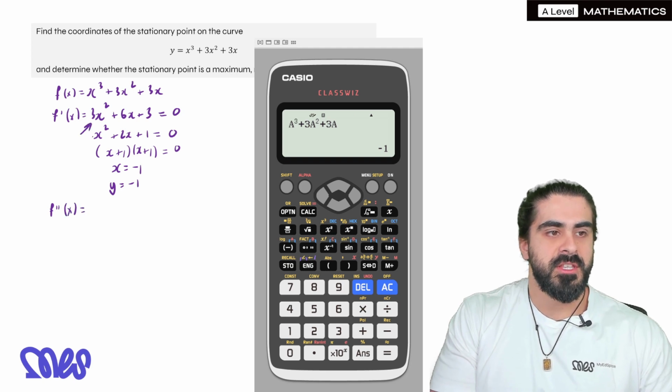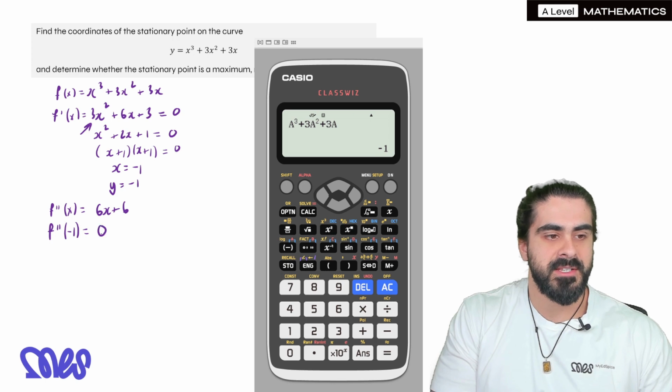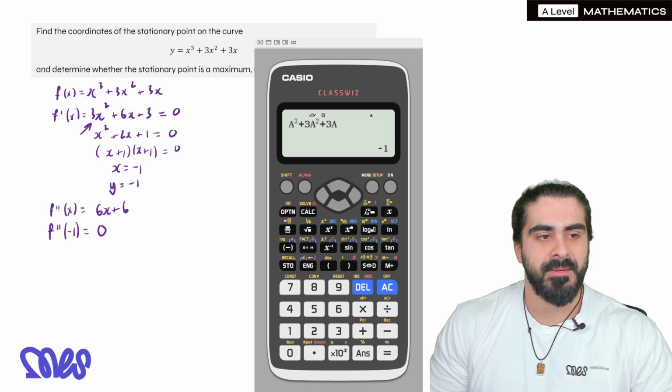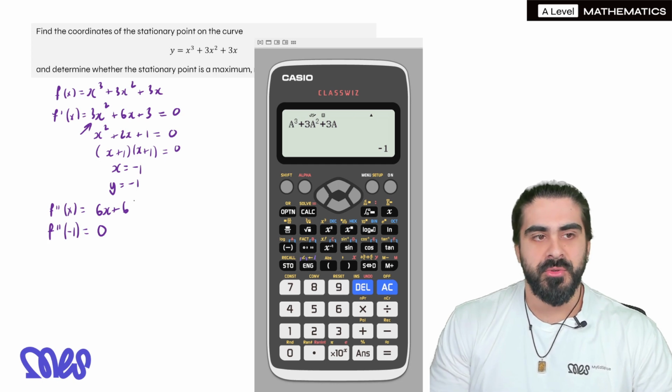So remember, we differentiate the non-simplified version, which will be 6x plus 6. Now when we sub in the x value here, you notice 6 times minus 1 plus 6 is 0. Now this does not mean it's an inflection point. It could be any type of point. So remember what we do.